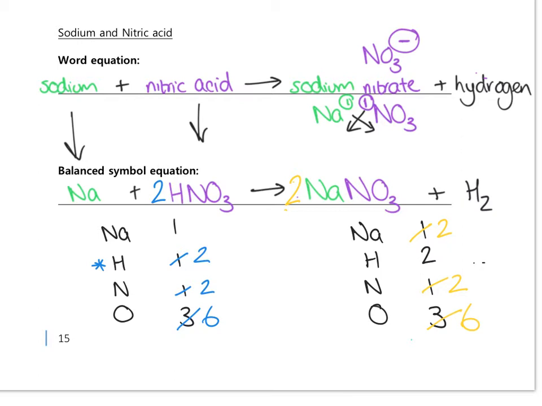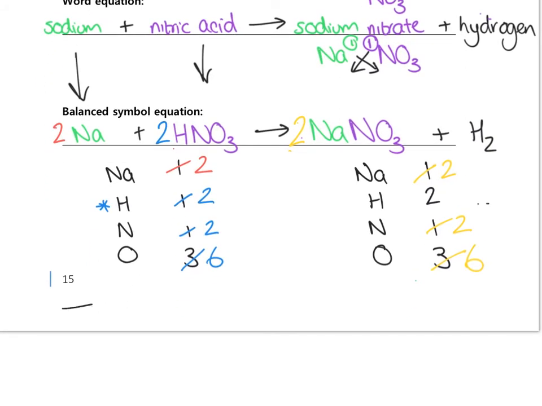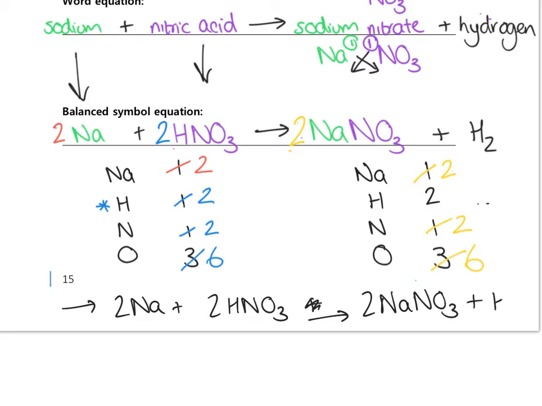So I'll pick one more colour. How do I get 2 sodiums on the left? I need to put a 2 in front of my sodium. So that gives me 2 sodiums. So you need to do that step by step. Don't be tempted to cut corners, put numbers in the middle of the formula. It has to be big numbers in front of the whole formula. So your final equation would be 2Na plus 2HNO3 gives you, in an arrow, 2NaNO3 plus H2. And that's your final equation.